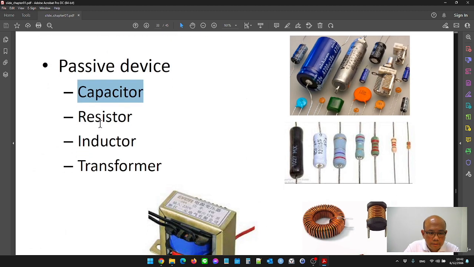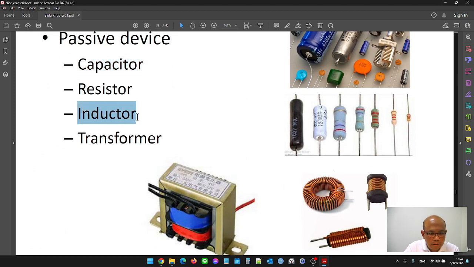The next one is inductors. I forgot to tell you the resistor in Thai is called R. And the next one, inductors. The inductor in Thai is called L, or sometimes in Thai words it is called a coil.